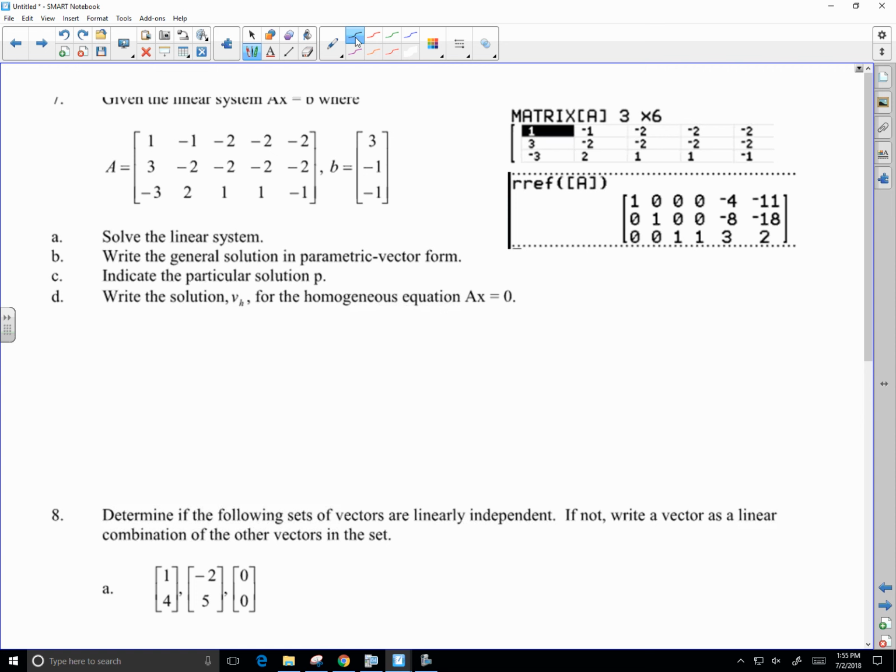So we have, well, I mean, part A is really kind of like the embodiment of parts B, C, and D. Because I don't see how you're getting the solution without doing everything else, or at least having a sense of everything else. But I'll write it all out anyway. So we have x1 minus 4x5 equals negative 11. x2 minus 8x5 equals negative 18. Right?